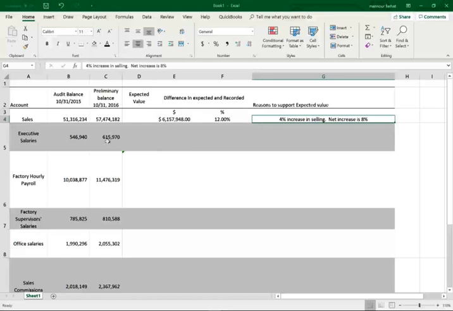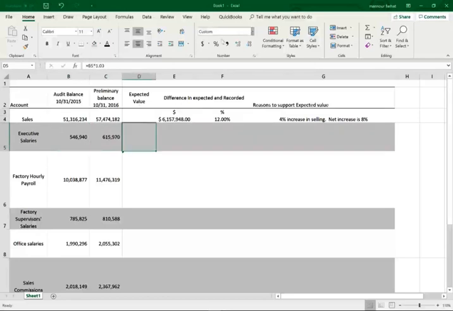Executive salary, this was the audited balance, this is the preliminary balance. What is the expected value? The expected value is taken last year multiplied by 3%. So my expected value is 563,000. Why 563? Executive salaries received 3%. So my expected value is 563. The preliminary balance is 615.